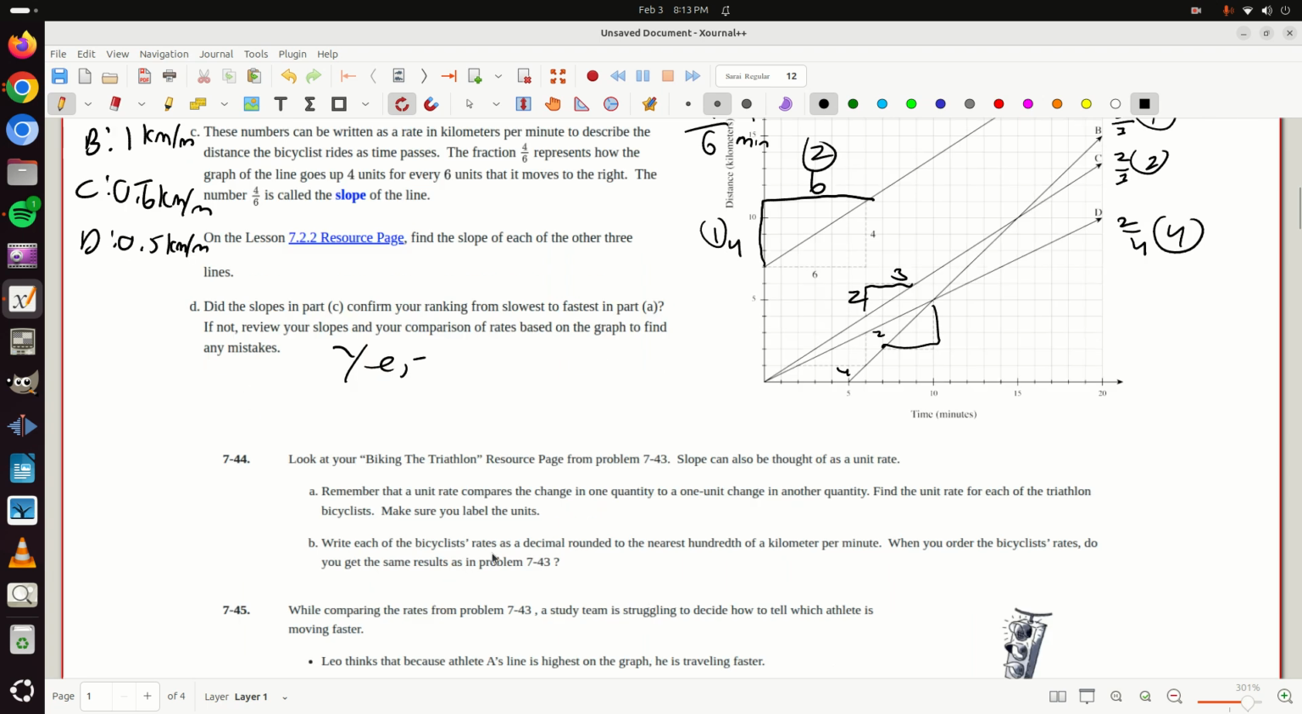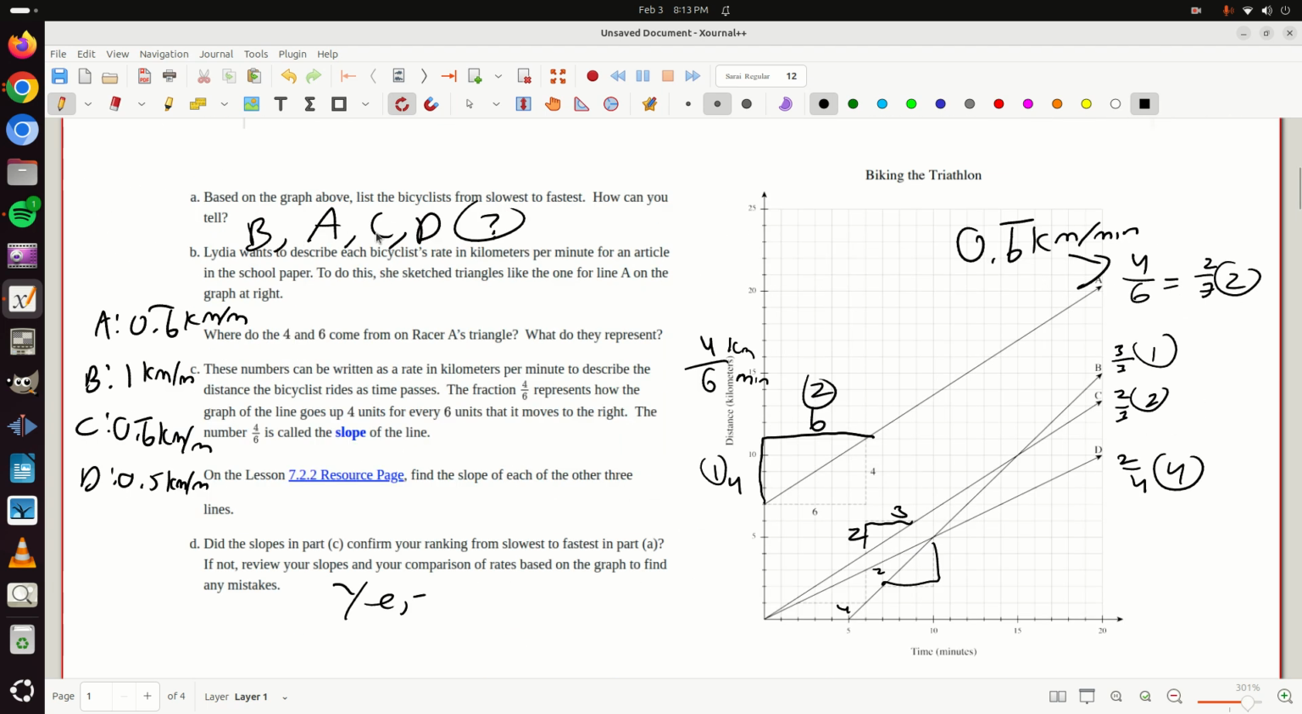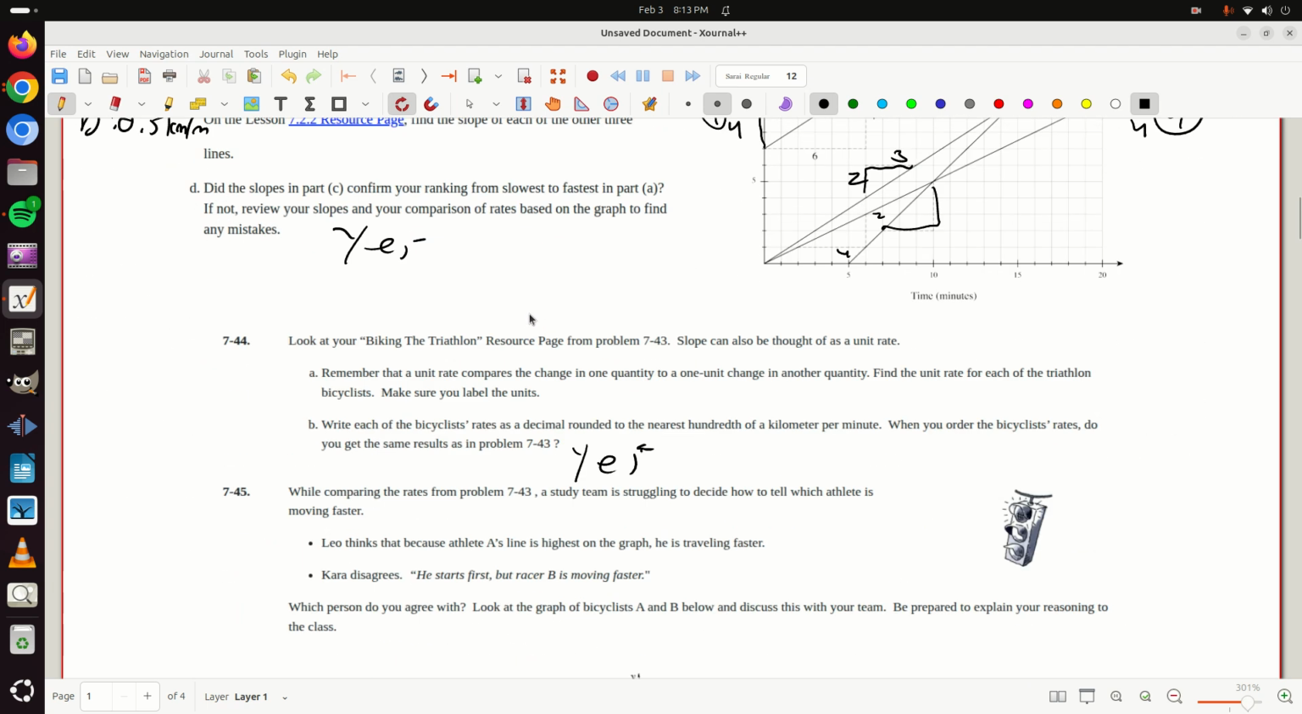And then write each of the bicyclist rates as a decimal rounded to the nearest hundredth of a kilometer. When you order the bicyclist rates, do you get the same results as 743? Yeah, I still have B is the fastest, A and C were similar, and then D appears to be the slowest.